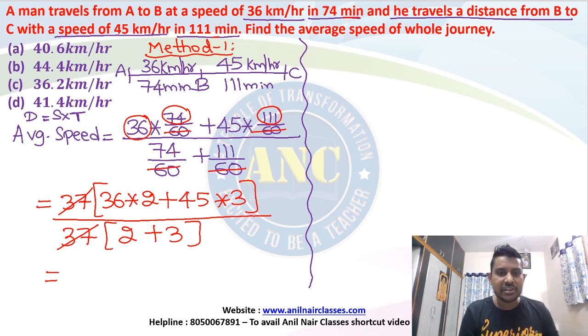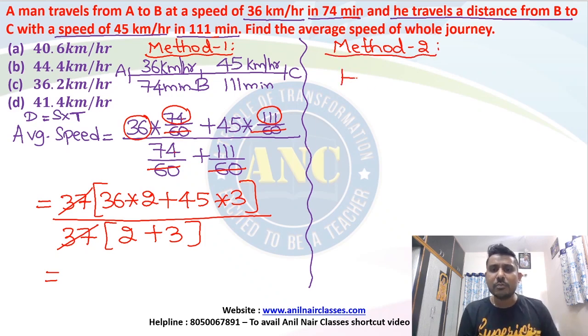One of the cancellations is 60. That means you don't need to convert minutes into hours basically. Another cancellation is that 74 and 111 are multiples of 37. So 37 will cancel out eventually. So instead of doing all these things and wasting our time in the examination, let us use a smarter approach. What is that smarter approach?